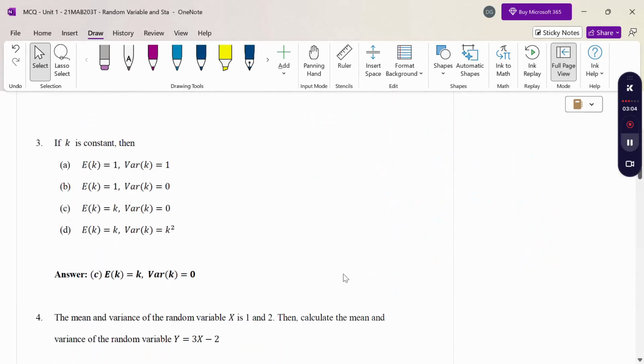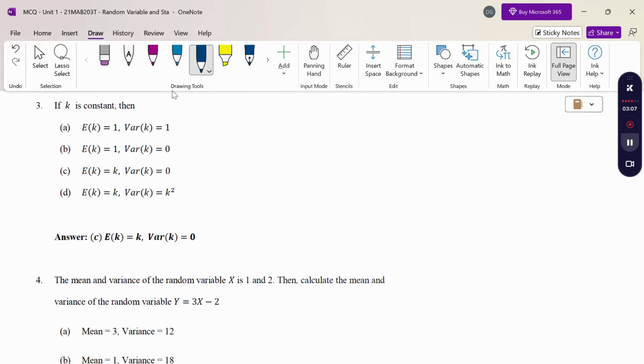And then next, if k is a constant, now to check the property, when k is a constant, then the expectation of, what is the property? Property: expectation of constant, variance of constant 0. So this is a condition. Here k is a constant, therefore the condition is expectation of constant equal to constant and then variance 0, option C.